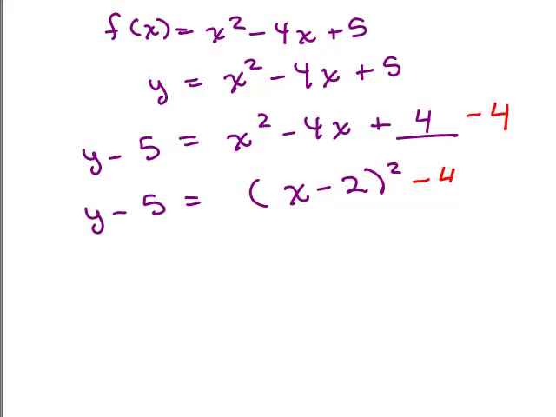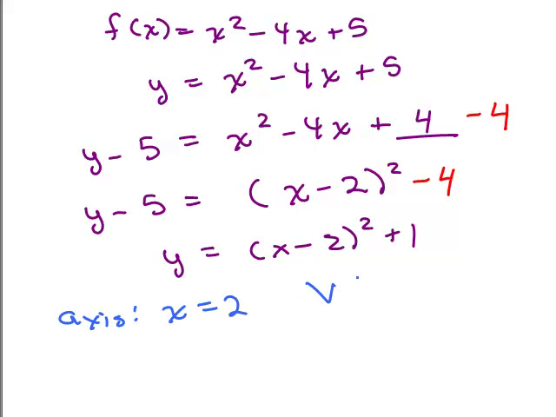Okay. And then all I have left to do is add 5 to both sides. So I have x minus 2 squared. And if I add 5 to both sides, I'm going to have plus 1. So notice the axis of symmetry, I'm just going to write axis, it's going to be x equals 2. And the vertex point will be 2, 1.